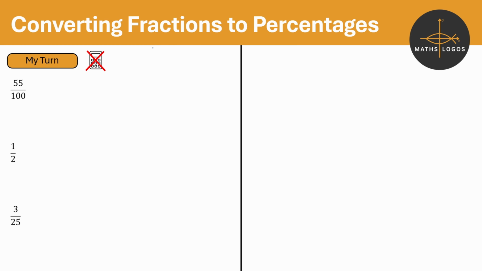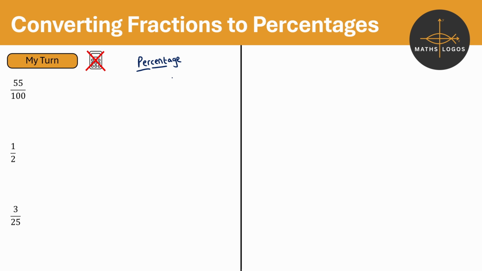In this lesson, we're going to look at converting fractions to percentages. Let's start off by defining the word percentage. The word percentage literally means out of 100. Think of the word per as meaning out of, and cent is 100. Think of a century, that's 100 years. A centurion was an officer in charge of 100 soldiers, and so on.